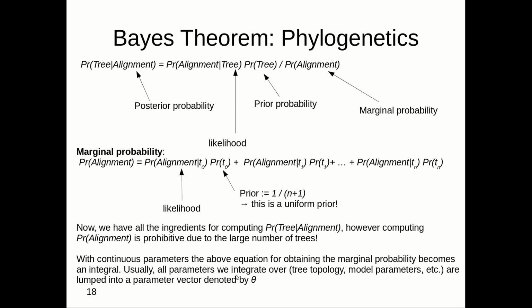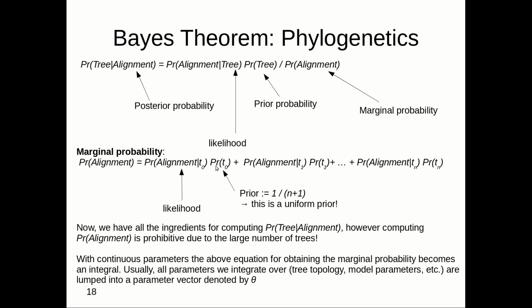Now let's first have a look at this again, like at the general formula. So only taking the tree. So here we have the posterior probability, the likelihood, the prior probability, and our marginal probability, which, as I said before, in this very simple case where we just assume that the tree topology is the parameter, boils down to summing over the likelihoods for all possible tree topologies multiplied with the prior.